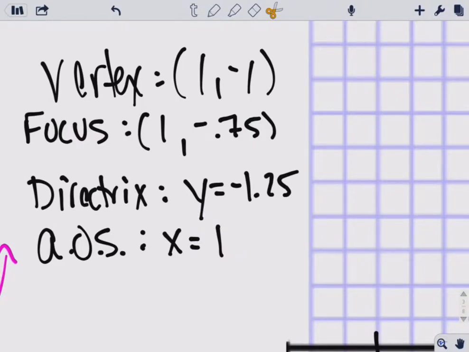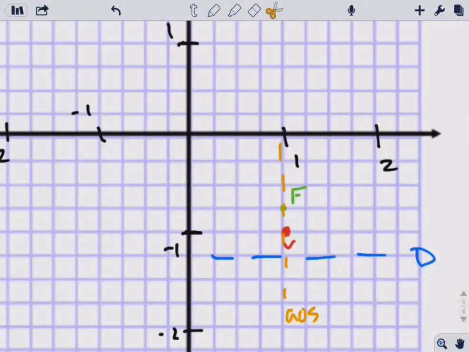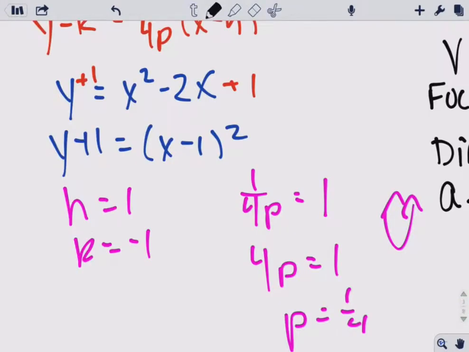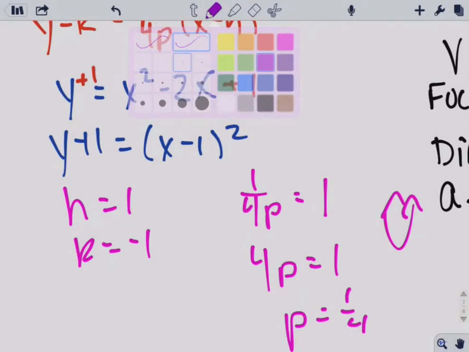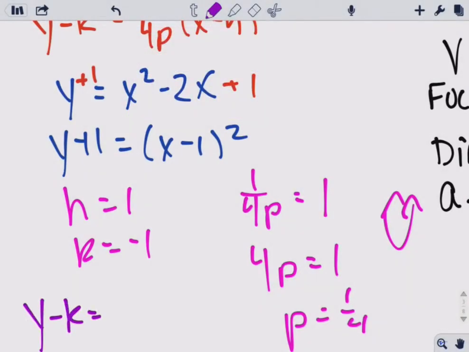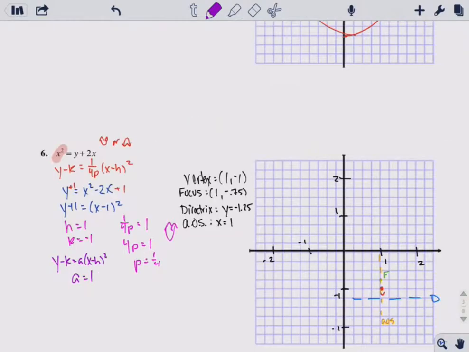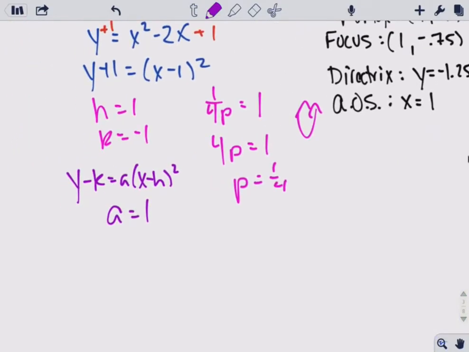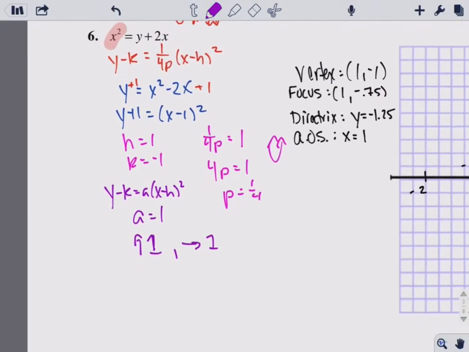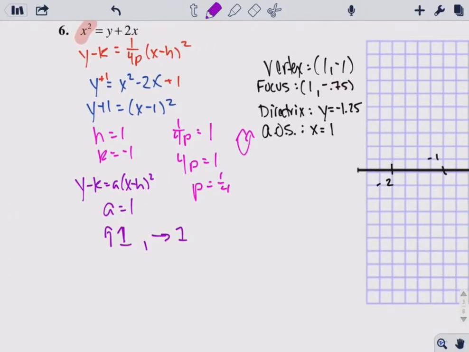Alright, so let's figure out these points. Well, this fits our pattern that we learned a long time ago. If you think about a, remember we learned y minus k is equal to a times x minus h squared. And so we know we can do that if we need to. In this case, a is equal to 1. All right, and so that means we'd go up 1, right 1. Or if you don't want to do it that way, you can go and plug in. Like I said before, you've got the equation.